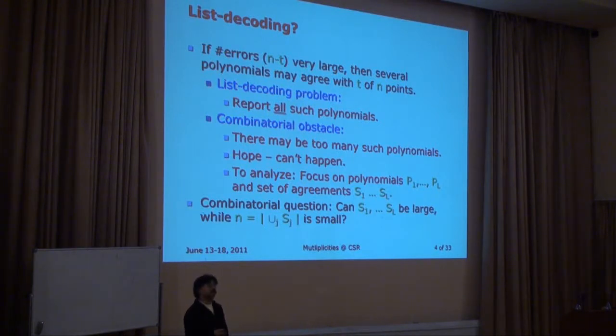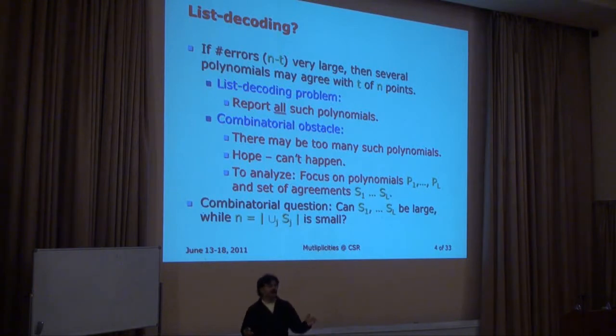We'd like to do this in polynomial time, let's say polynomial in n amount of time. Well, you can't do this in polynomial amount of time if the number of polynomials which agree with 1% of the data is exponential in n. You can't report all of them, period. This number is just too large.